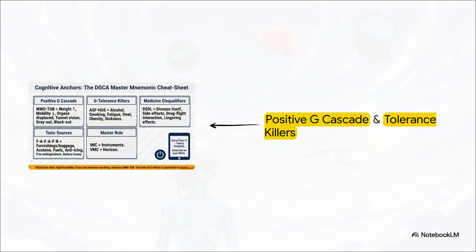Here's your DGCA exam tip. You absolutely must memorize the exact order of those 6 effects, along with the 6 G tolerance killers: alcohol, smoking, fatigue, excessive heat, obesity, and sickness.